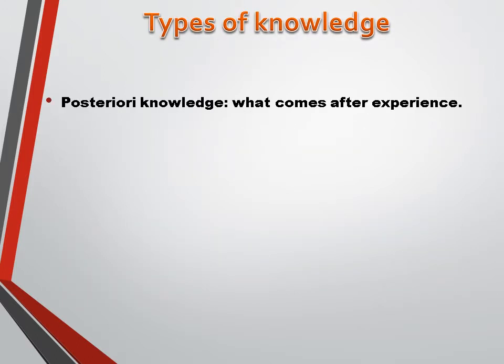Now let's see what the different types of knowledge are. The first type of knowledge you'll see is posteriori knowledge. This knowledge we get directly by our own personal experiences. When we do something, we understand.